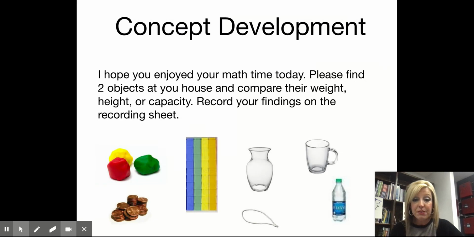I hope you enjoyed your time in math today. Please find two objects at your house and compare their weight, height, or capacity. Record your findings on your recording sheet.